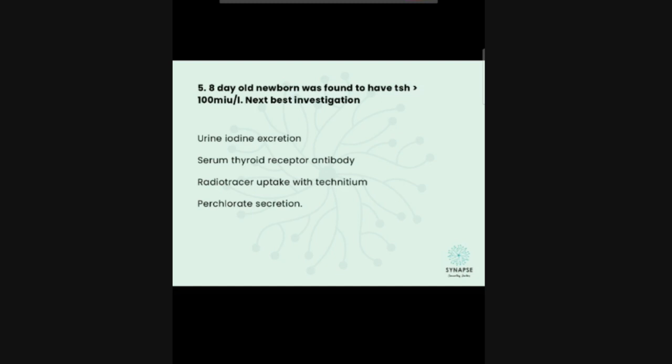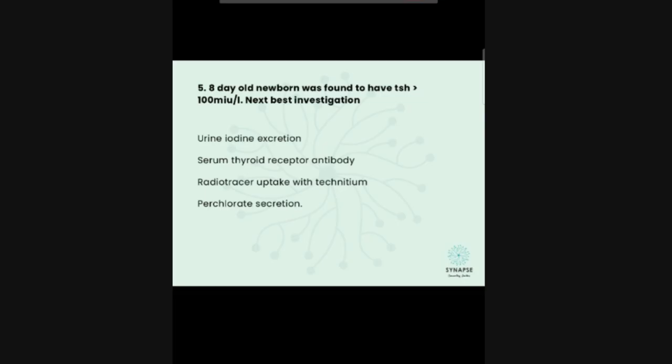We are talking about a newborn, so mostly we don't go in search of autoimmune conditions here. The second option is serum thyroid receptor antibody. You can exclude that option with a bit of extra confidence. The other 3 options include urine iodine excretion, radiotracer uptake with technetium, and perchlorate secretion. But anyway, you just cannot guess. You have to learn this.